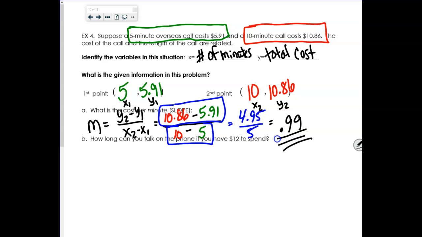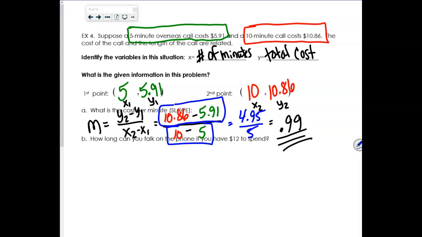Very good. They're going to charge you 99 cents for every minute of your phone call. So then I had a really great question from a kid last hour. They said, well, wait, if they're charging 99 cents for every minute and you make a 5-minute phone call, how is it coming out to $5.91? Well, sometimes it's tax. Not this time, though. So let's continue on to find the equation, and I think we'll see what's going on.